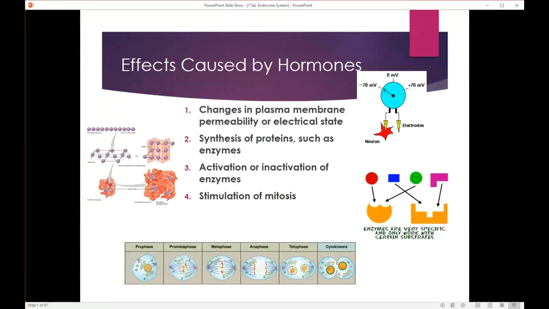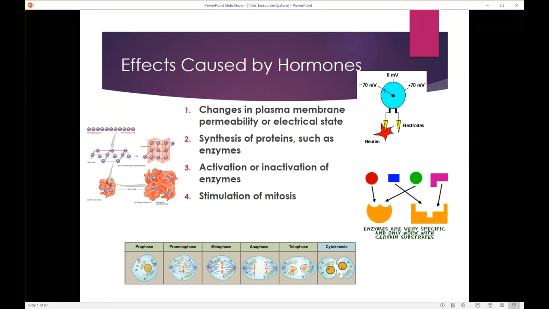So what kind of effects can we see? Number one, we can see a change in the plasma membrane. Are we going to allow more stuff in? That's the permeability of the plasma membrane. Remember that the cell is covered in a cell membrane that has a double phospholipid bilayer. It can also change the electrical state. Remember, we've talked about action potential when we learned about muscles and the nervous system, right? Is it going to be more positive or more negative? Synthesis of proteins, such as enzymes: it is going to be able to make some enzymes, because those enzymes are very specific.